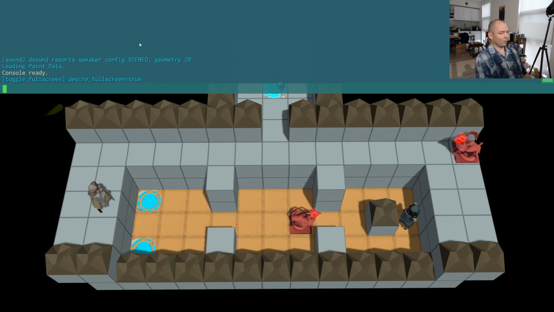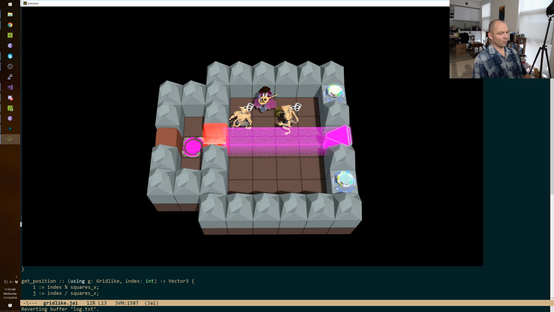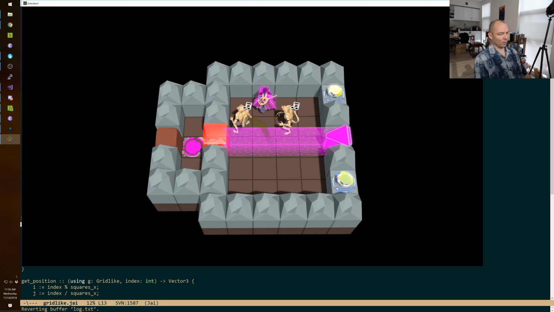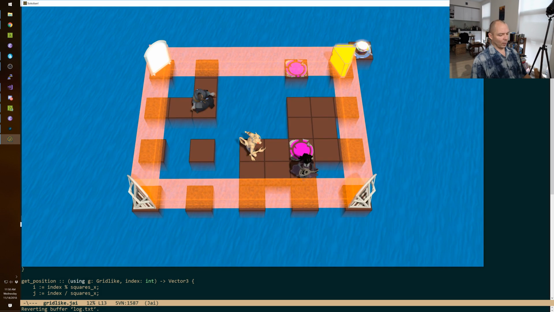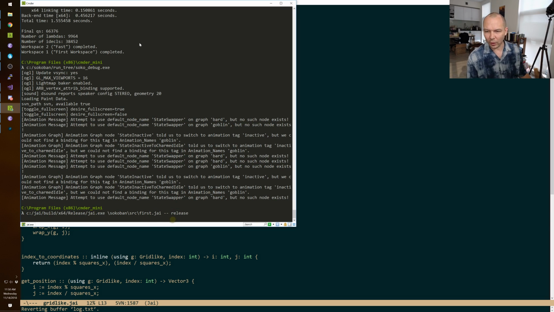Wait. Level Bard Escape. Oh, my alt key is stuck down. There we go. Let's try it now. Hey, look, it works. All right, guess what we have to do again? Release build. Rebuild everything, because that could change so much stuff.